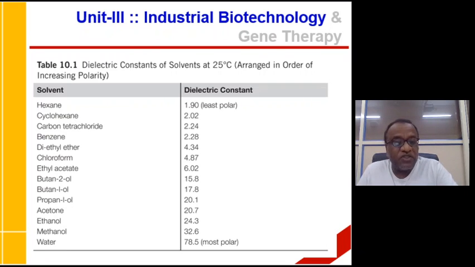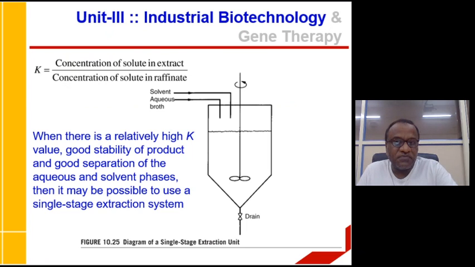So the final choice of solvent will be influenced by the distribution of something called the partition coefficient, denoted by K. Right? The value of K defines the ease of extraction. How do you determine the value of K? It is the concentration of solute in extract over concentration of solute in raffinate.